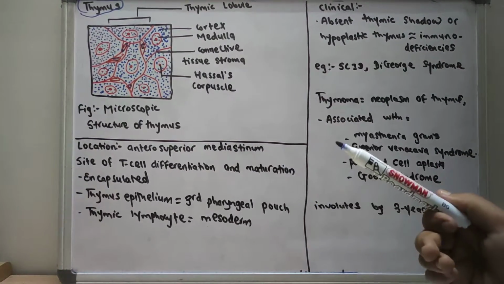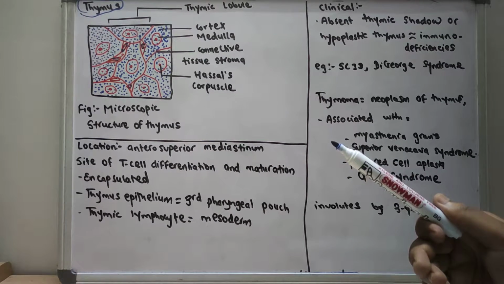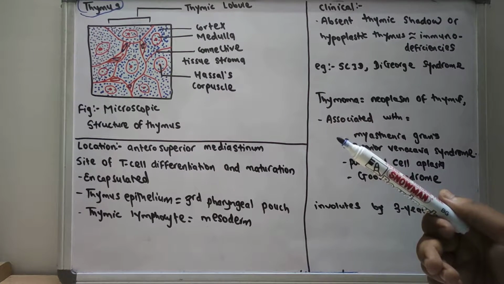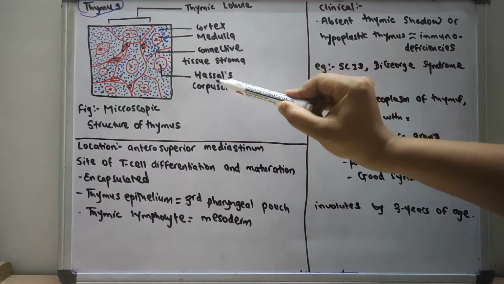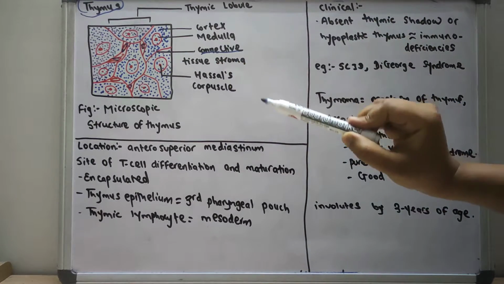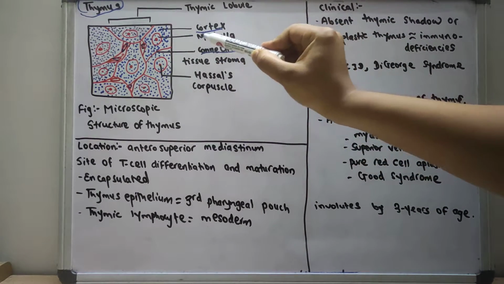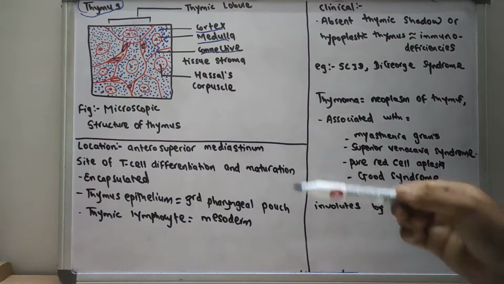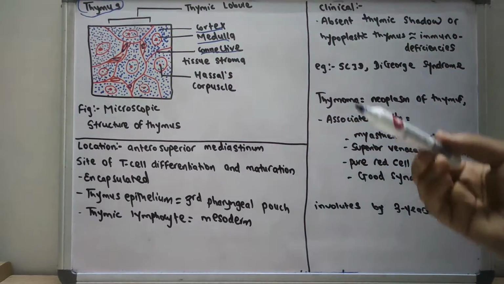Each thymic globule is surrounded by the connective tissue stroma, and it contains an outer cortex and an inner medulla. So, here is the connective tissue stroma, and it contains the outer cortex and the inner medulla, as you can see in this picture.